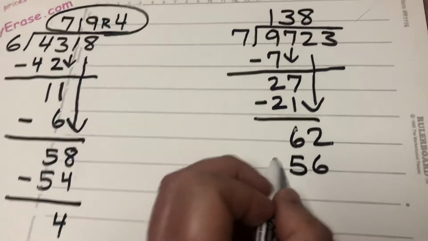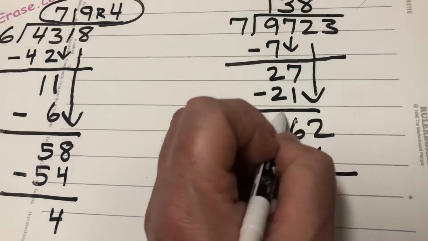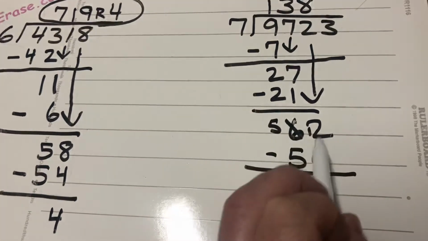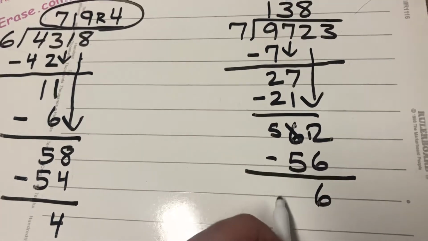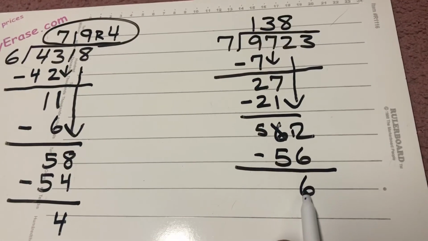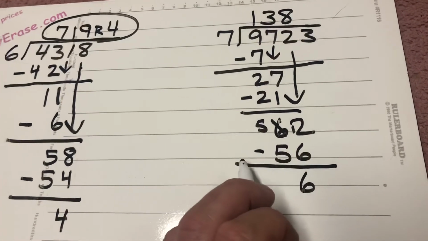56. And 62 minus 56, I can borrow from the 6, make that a 5, make my 2 a 12, because I can't do 2 minus 6. 12 minus 6 is 6. 5 minus 5 is nothing. I'm okay ending up with 6 after I subtract because it's less than 7.